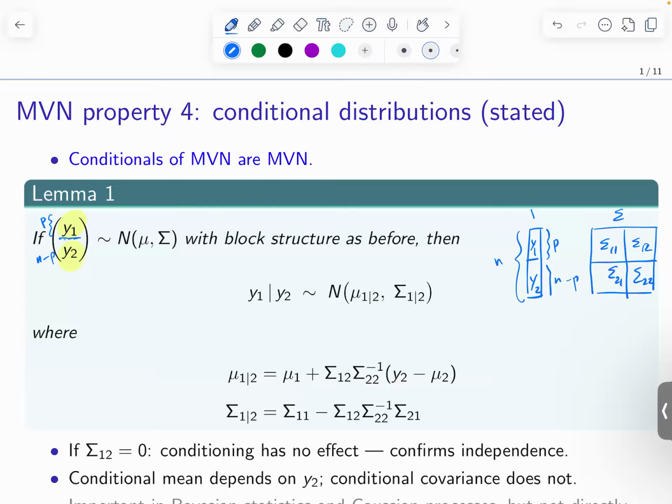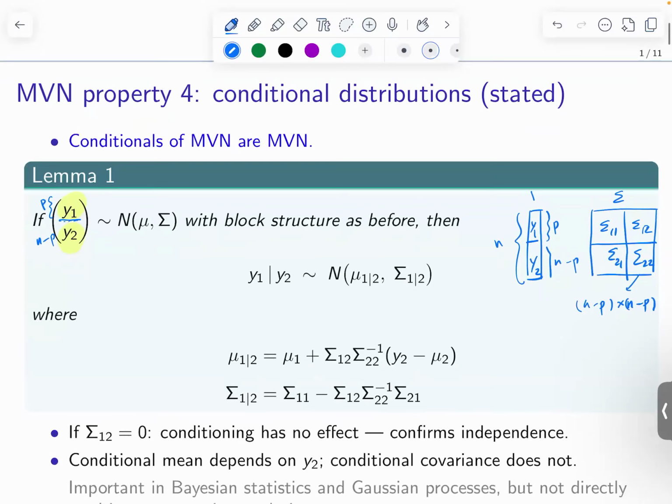So sigma 2,2 in particular would be n minus p by n minus p. Okay, I'm using the block partition notation. So y1 and y2 are not necessarily scalars. And this is not a two-dimensional vector, but rather a general n-dimensional vector we partition into two pieces. A bunch of coordinates would be called y1, and the rest are y2.